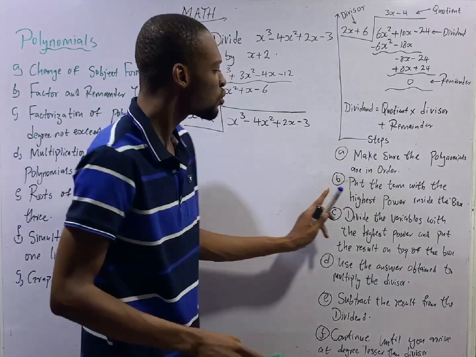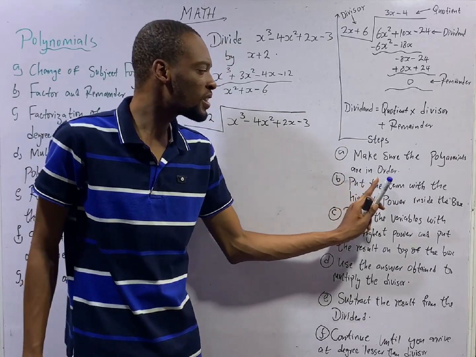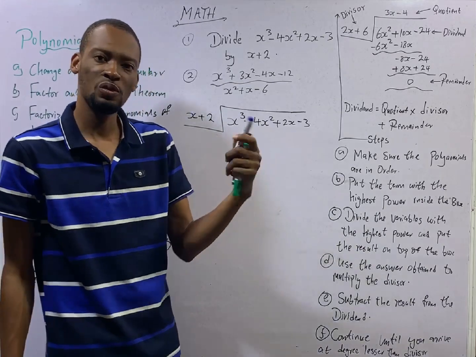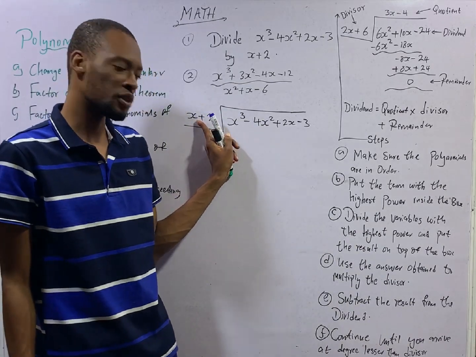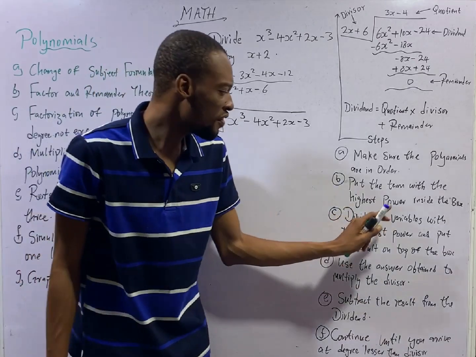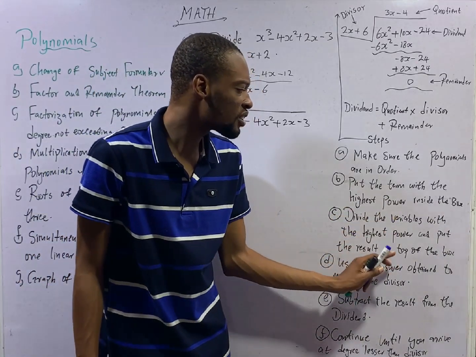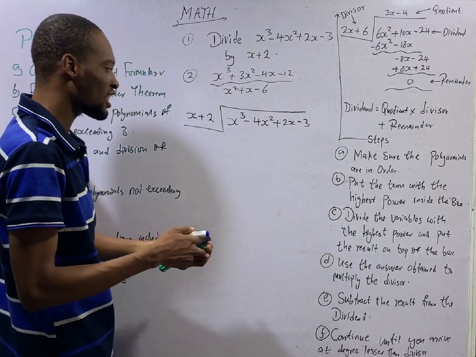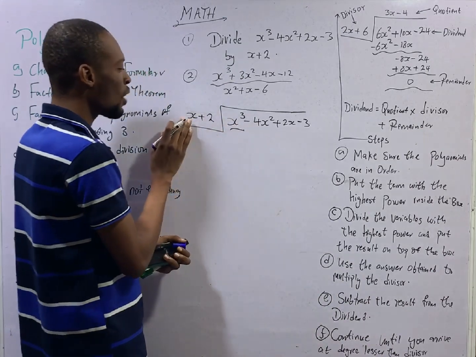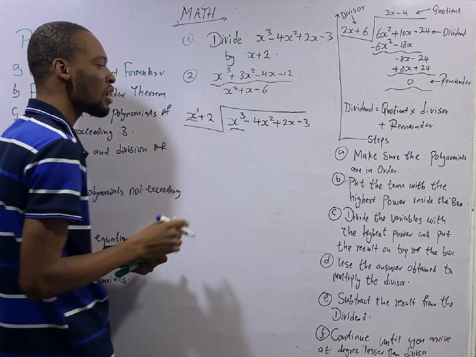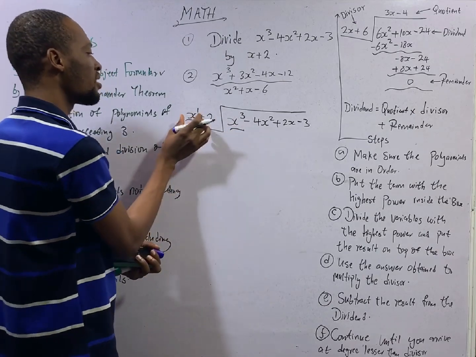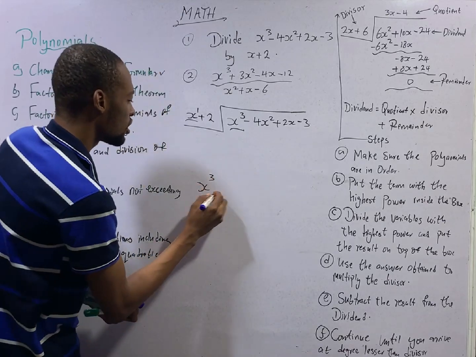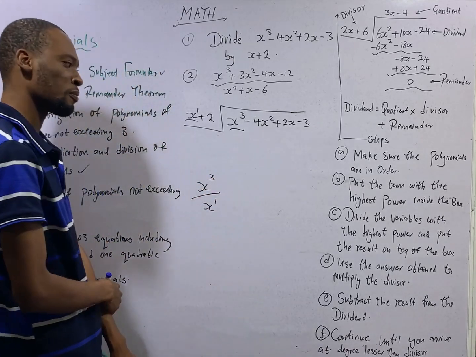After that, step 2 in long division is to put the term with the highest power inside the box, which we've done, and the one with the lower power outside the box, which we've done. Step 3, divide the variables with the highest power and put the result on top of the box. That is how we get the quotient. The variable with the highest power here is 3, and the one here is 1. That is s raised to the power of 1. So the first one here, you divide them. The one with the highest power will obviously be at the top, and the one with the lower power at the bottom.